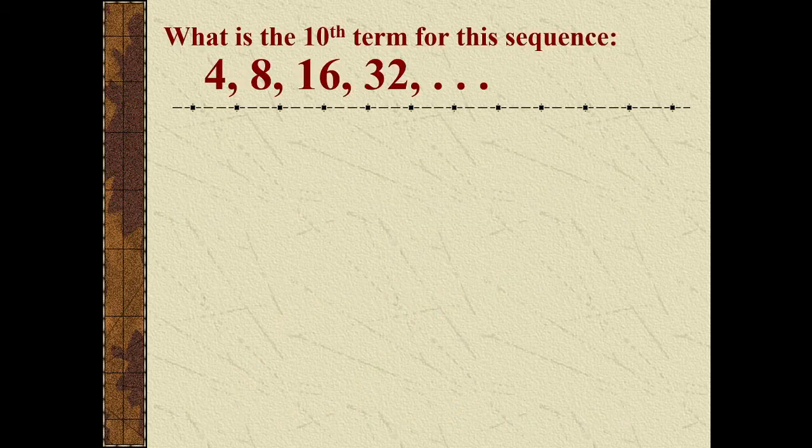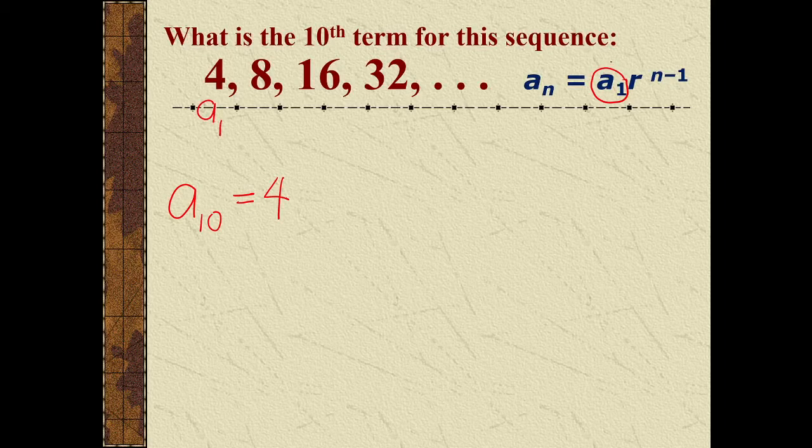What is the 10th term? So, take note, we will be using this formula. And we are looking for the 10th term. What is the first term? 4. This is the first term over here. What is the value of r? Multiply by what to get 8? 2, correct. I'm going to be writing 2 there. Next, what is the value of n? 10. 10 minus 1. Okay, let's solve this. 4 times 2 raised to what? What is 10 minus 1?